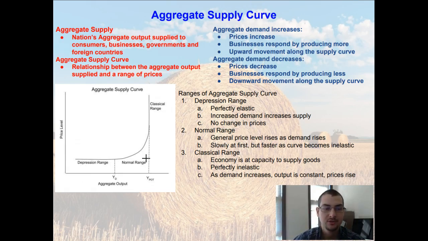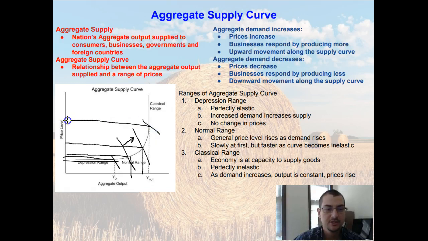The next area that we get into is the normal range. That's usually where we're going to find the economy. And you see the normal range, we have a general price level rise as demand rises. So if we're in this normal range and we draw two aggregate demand curves and we increase that aggregate demand, we see that prices will actually go up as quantity goes up. So within that normal range, we see that those prices are going to increase. Say we move from there to there. We have a small change in prices. But as we move from, say, here to here, we have a large change in prices.